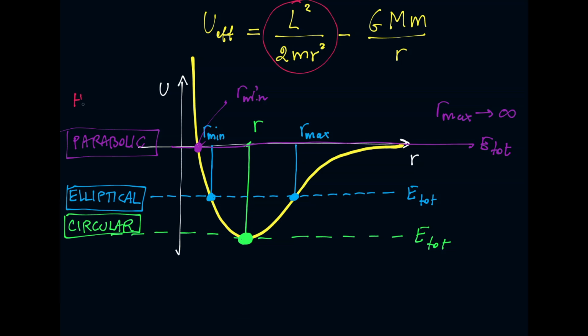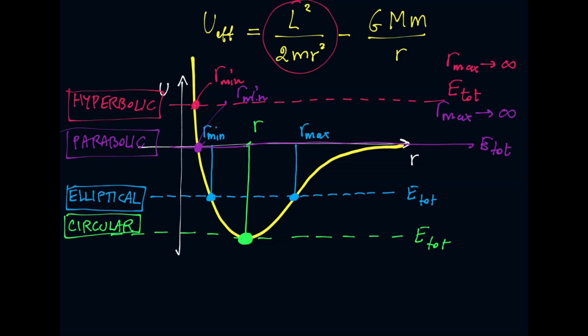And finally, hyperbolic solutions are the ones where the total energy is positive, somewhere here. Again, there's still a minimum value of the radius, the distance between the two objects. Again, there is no max value, and I would actually reach that r max equals infinity with extra speed to spare, with some kinetic energy left over. So yeah, very nice, very, very interesting.